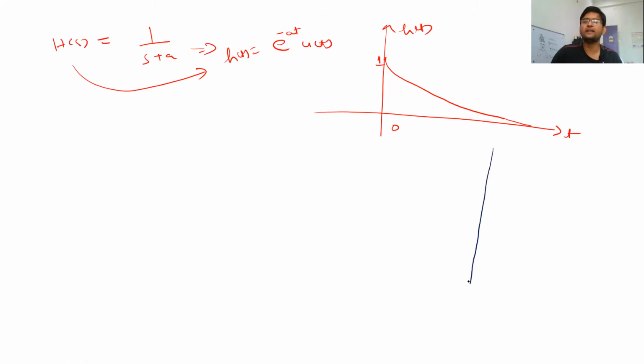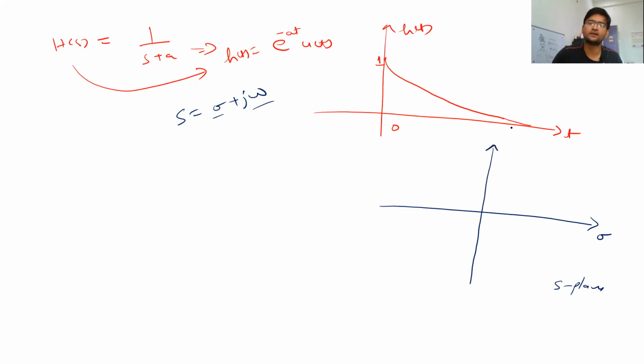There is a plane called the s plane, and you already know that s can be represented as sigma plus j omega. So there is a real part and an imaginary part. If you call this the s plane, this real part will be represented by sigma, and this imaginary part will be represented as j omega. So if this is j omega, this is minus j omega, and this will be minus sigma in this direction.